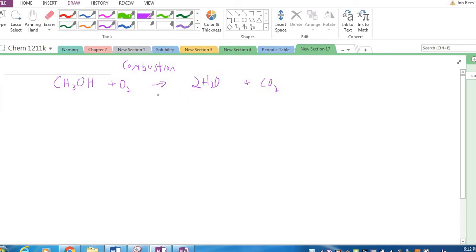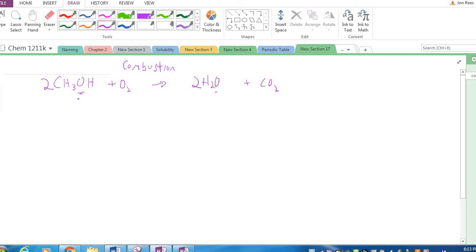Now I always look for the odd species. So water has an odd number of oxygens, and oxygen has an odd number of oxygens. So I am going to put a 2 right here. Going to take this and make it so it's even. It always has to be an even number when we're balancing these equations.